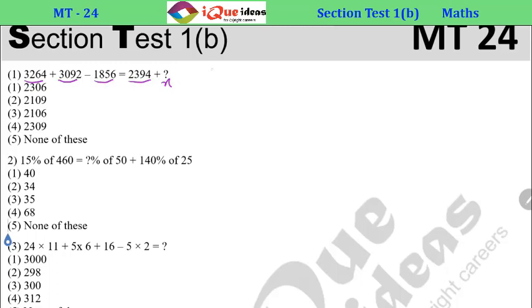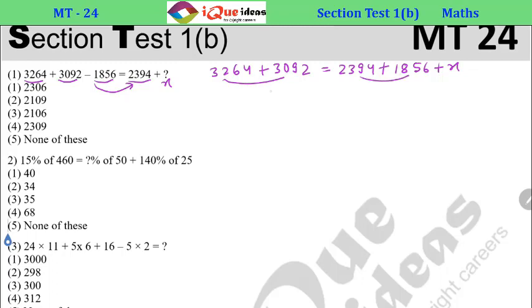So the first thing that we can do is we can write this as 3264 plus 3092 is equal to, this 1856 is a minus sign, so when it goes to the other side it becomes positive. So it is 2394 plus 1856. And the question mark we can take as X. Now add these two, what happens?